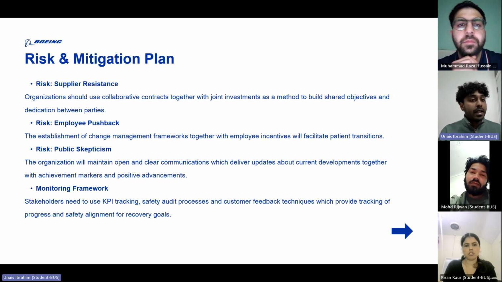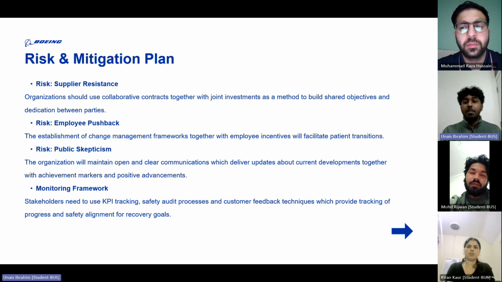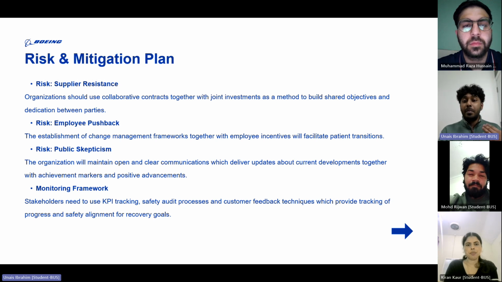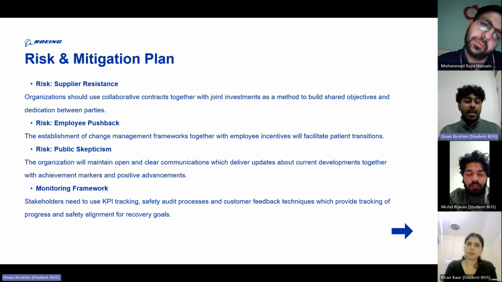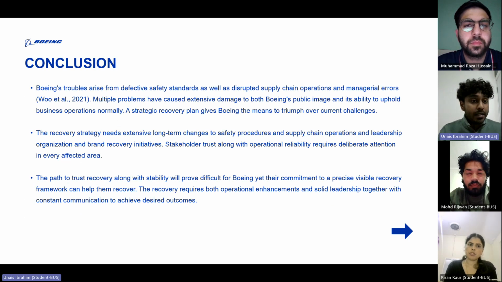And moving to the next slide, here I'm going to speak about risk and mitigation plan. Every recovery plan comes with inherent risk, and it's important to be prepared for these challenges. Supplier resistance. One risk is resistance from suppliers, especially with the changes in contracts and expectations. Employee pushback. Change within the company could lead to resistance from employees. This can be addressed through comprehensive change management. Public skepticism. Given Boeing's recent issues, public trust is a significant challenge. Moving to the next slide, conclusion.